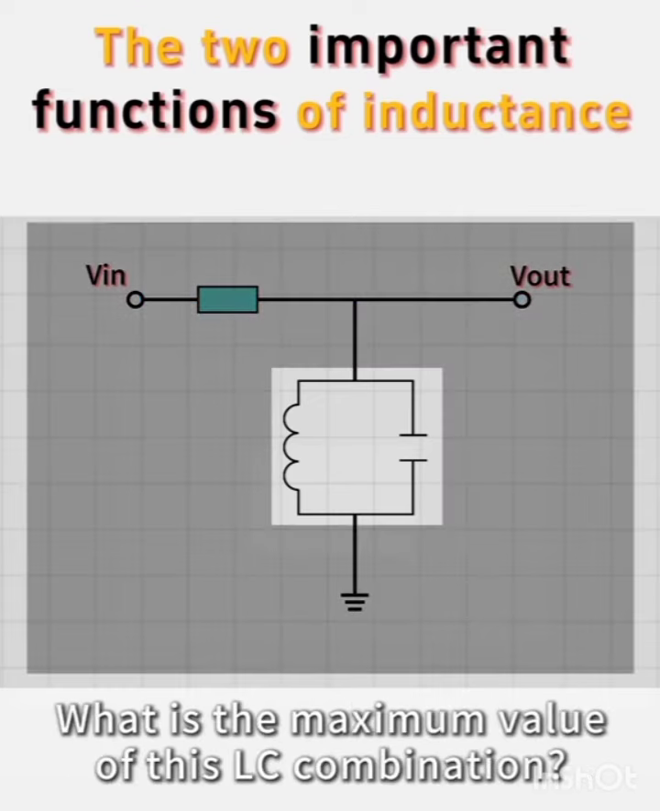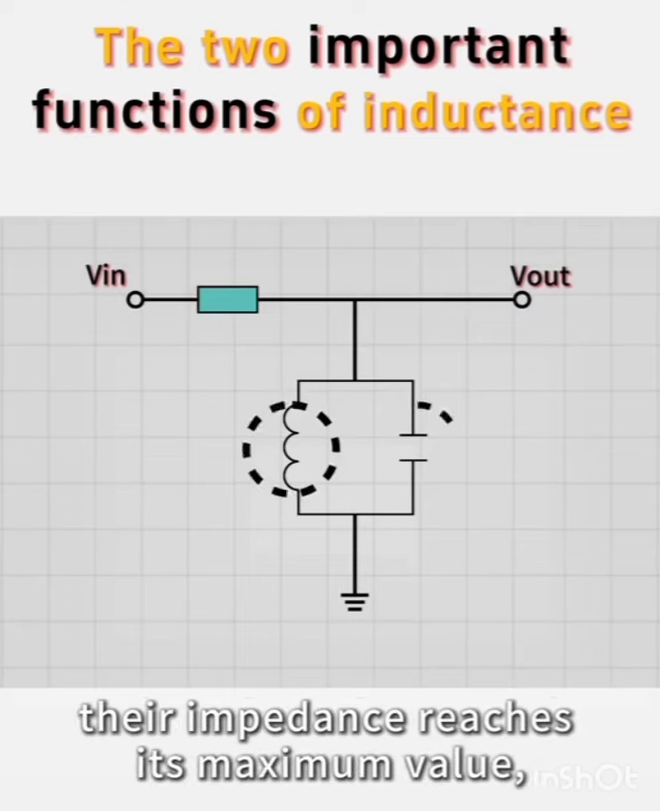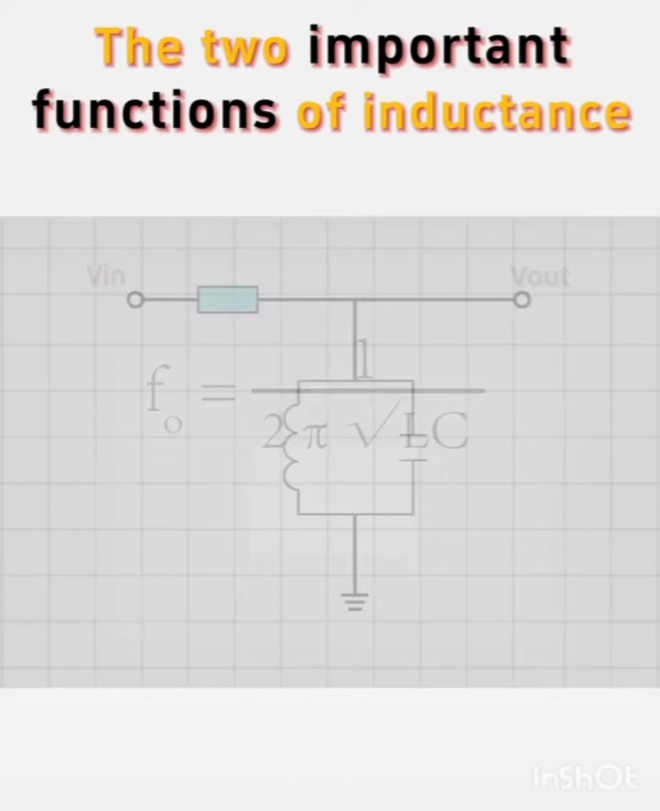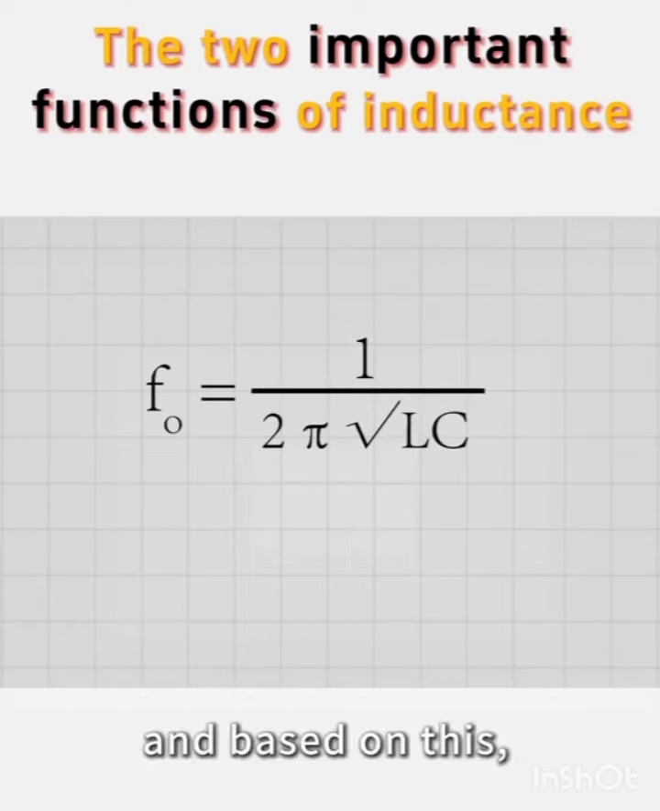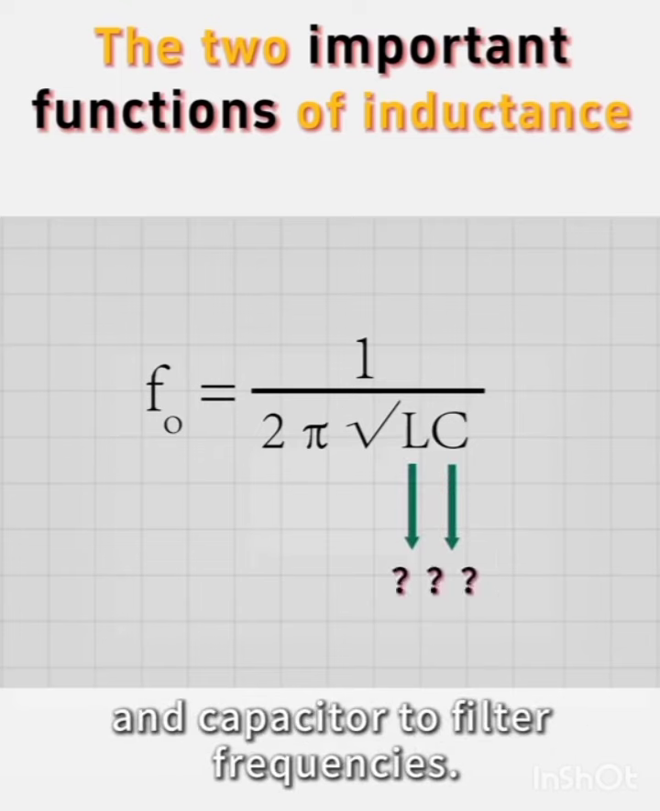What is the maximum value of this LC combination? When the inductor and capacitor resonate, their impedance reaches its maximum value, and based on this, we can select the values of the inductor and capacitor to filter frequencies.